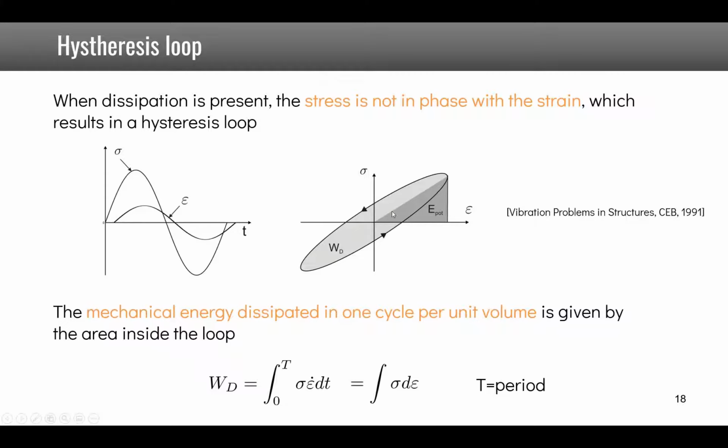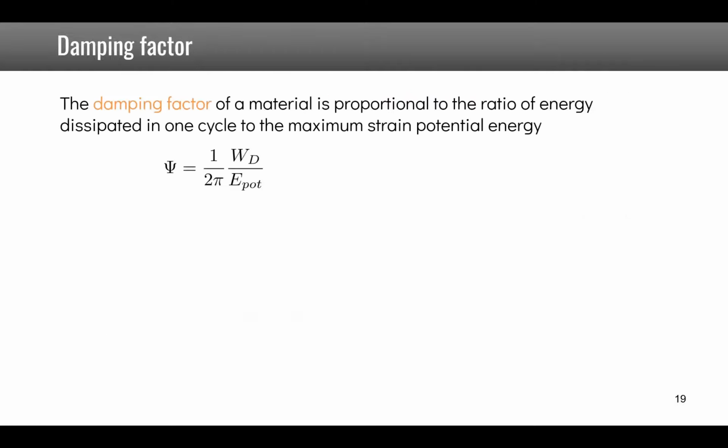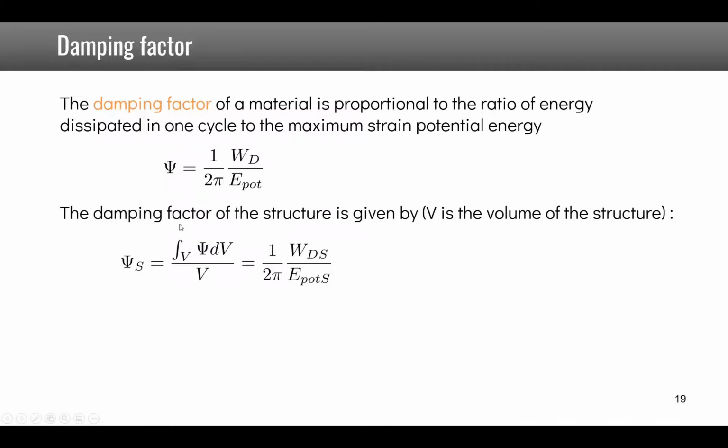E_pot here represents the maximum potential energy, so when the stress is maximum in the structure. So the damping factor of a material is defined as 1 over 2π times the energy dissipated in one cycle divided by the maximum strain potential energy, as is noted ψ. The damping factor for a structure is the integral of this value over the volume divided by the total volume, so it's an average energy dissipation per strain energy, and is given by 1 over 2π times the energy dissipated in the structure in one cycle divided by the maximum strain potential energy. In the case that the structure is homogeneous, then we have ψ is equal to ψ_s.